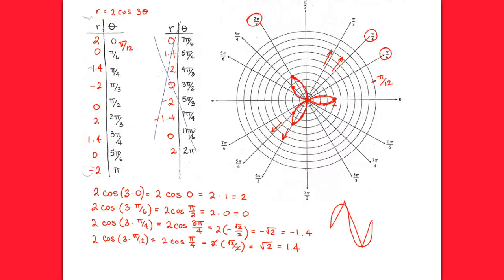Now, it is possible to graph these polar graphs on our calculator. So grab your graphing calculator if you would. You need to make sure that you are in radian mode, and you want to switch your calculator from function mode to polar mode. So hit your mode button and switch from function to polar. So just scroll over to polar and hit enter.